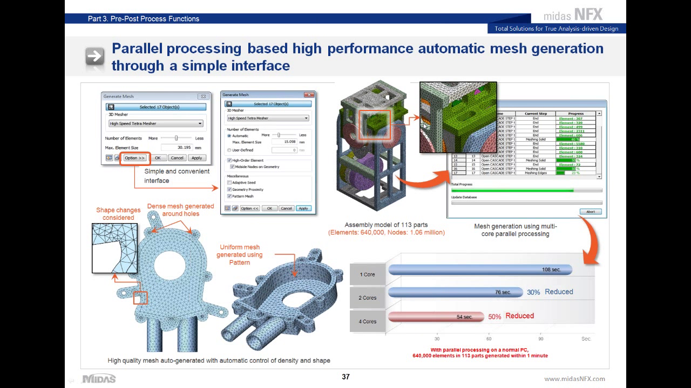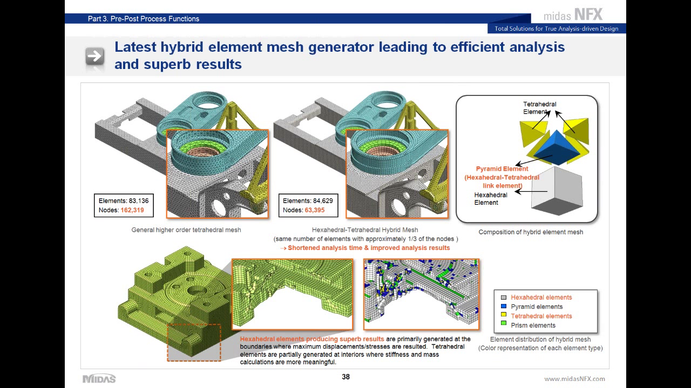Now, as you have seen, we have a parallel-processing-based high performance automatic mesh. All the parts are meshed at the same time, and you can even reduce this calculation time with a number of cores which is not limited in the software. You can use 1, 2, 4, 8 cores without problem. You can use the hybrid mesh, which, as you know, is the combination of hexahedral and tetrahedral elements, and it gives more accuracy to your model, and the calculation is also quicker.